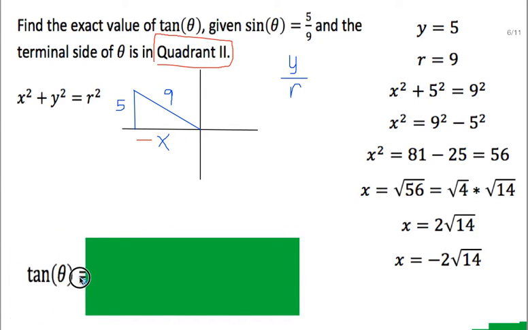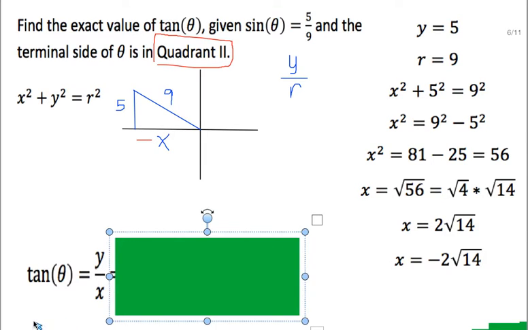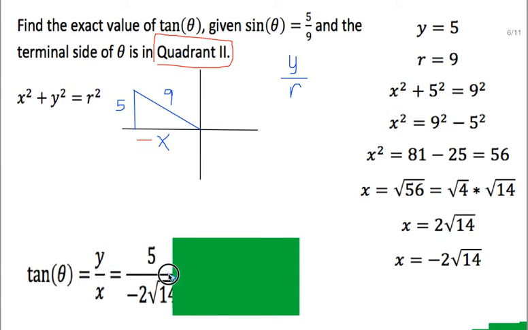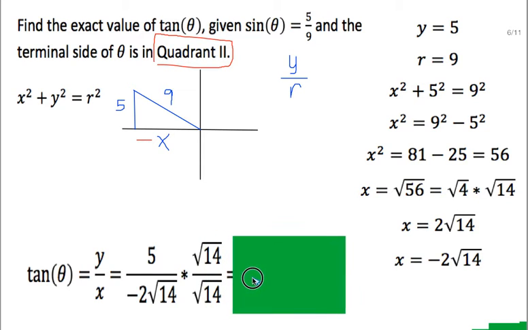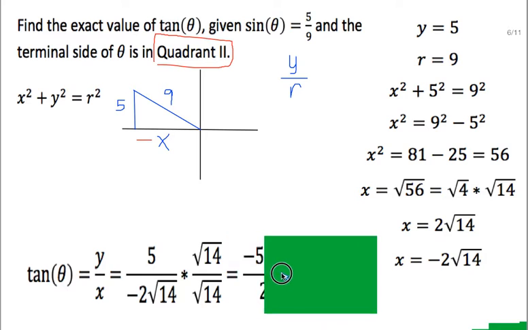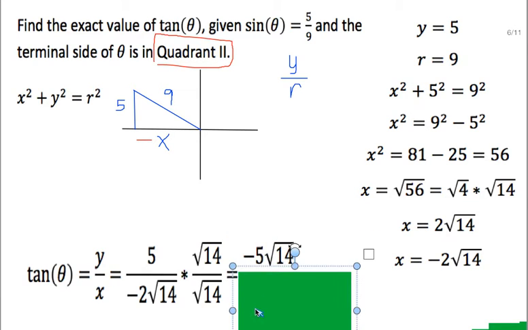Okay? And hopefully you guys remember that the ratio for tangent is y over x. So I'm taking my y value, dividing it by my x value, right? However, I cannot leave the radical in the denominator, so I'm going to multiply by the square root of 14 over the square root of 14. Now my numerator just becomes negative 5 times the square root of 14.